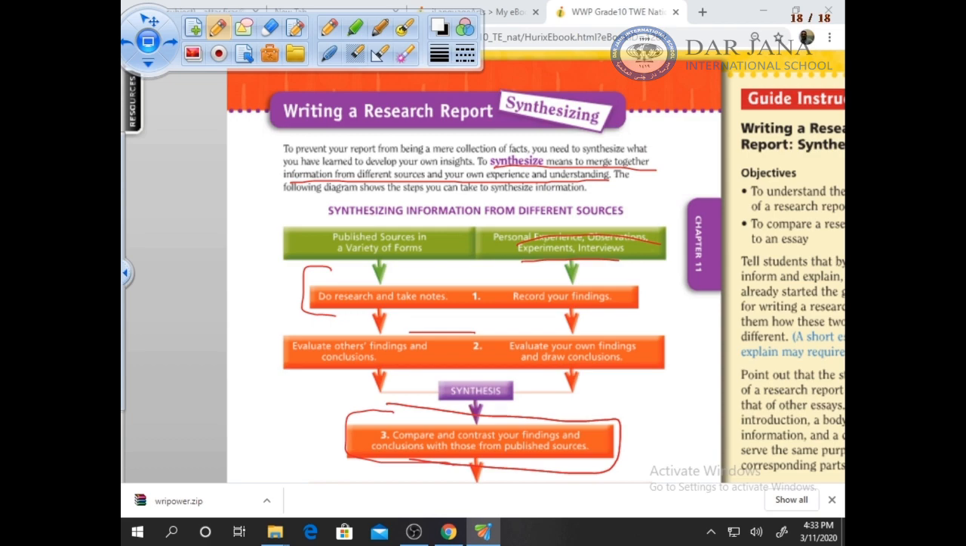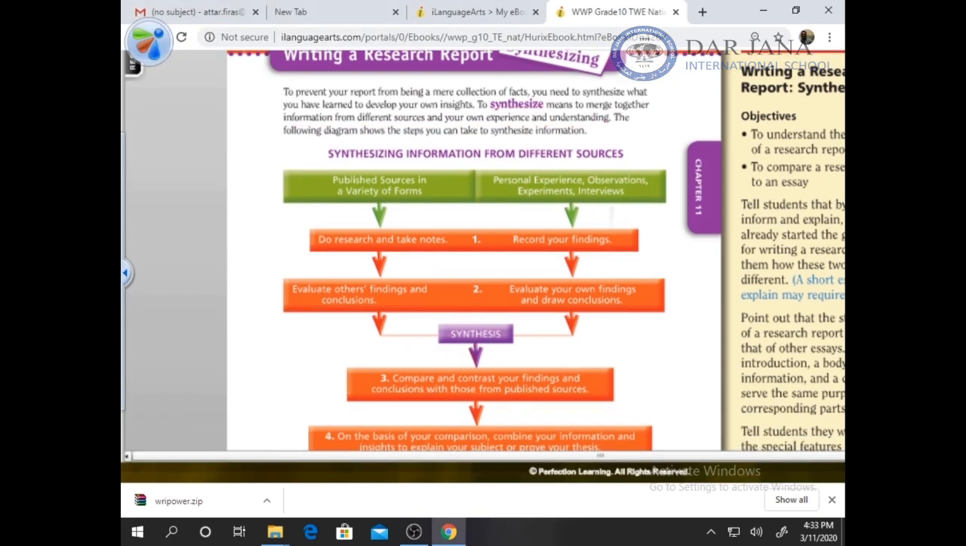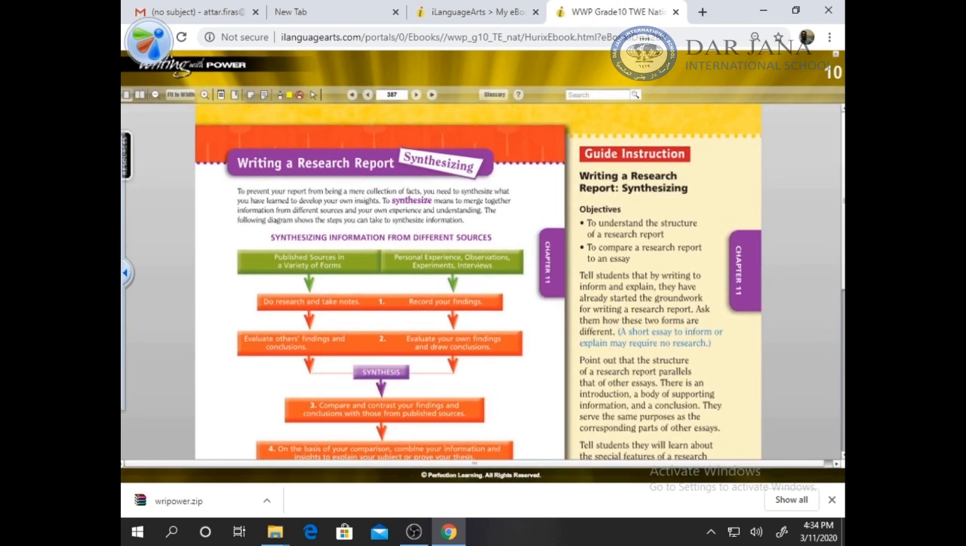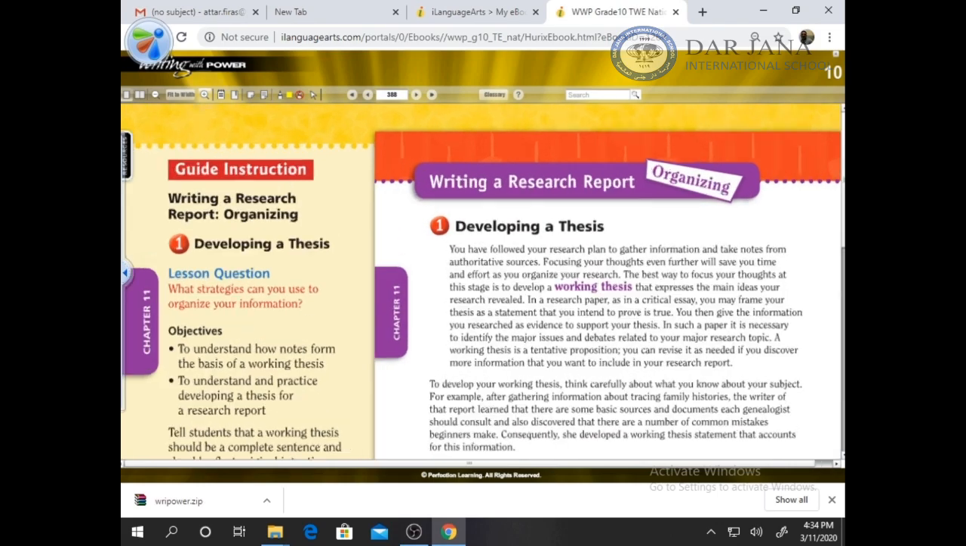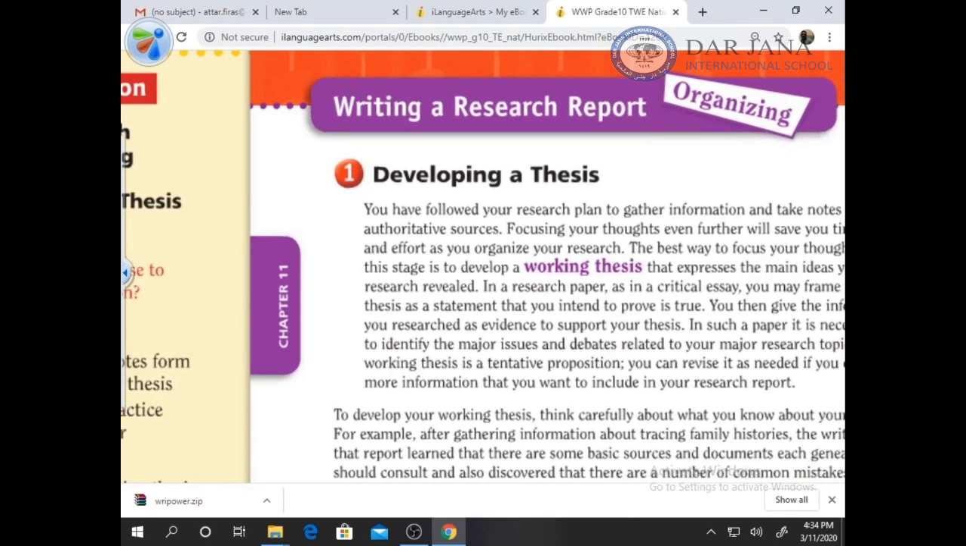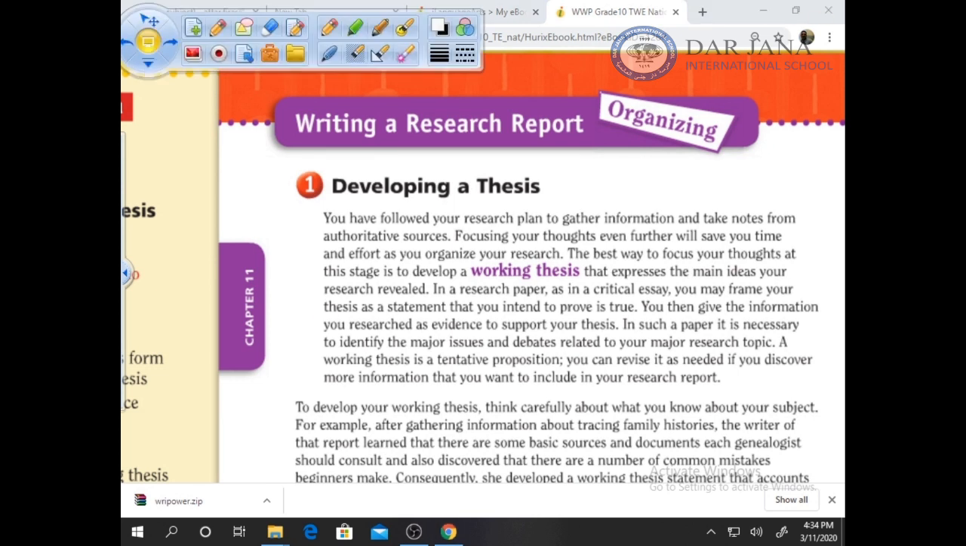When you finish this, we move to the next page. Here we need to discuss how to develop our thesis and how to reach a working thesis. What do we mean first by a working thesis? A working thesis should express the main ideas your research revealed, but you have to understand one important point, which is to differentiate between the limited subject and the working thesis statement.